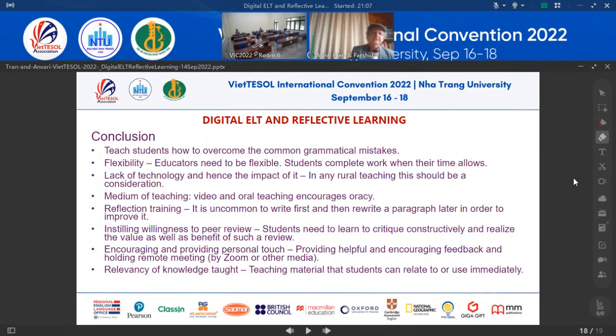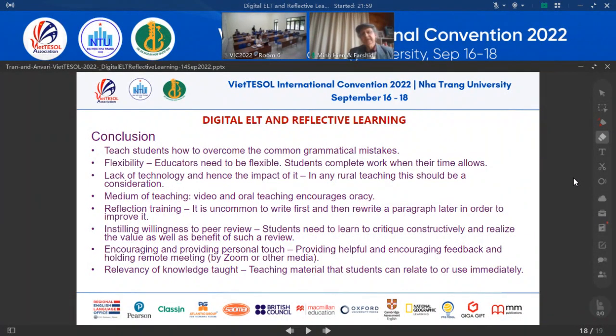So in conclusion, we could say that for the students, overcoming common grammatical mistakes is very important. Flexibility is another very important factor. Anybody teaching students in rural areas has to consider that. Also, in any design of the course, you have to consider that they don't have access to technology. To encourage them to do oral teaching, it is good to present them with video material, and reflective training is also good, especially teaching them to write and rewrite paragraphs so that they can improve upon what they have written in the past. And they also have to learn to critique each other's work positively.